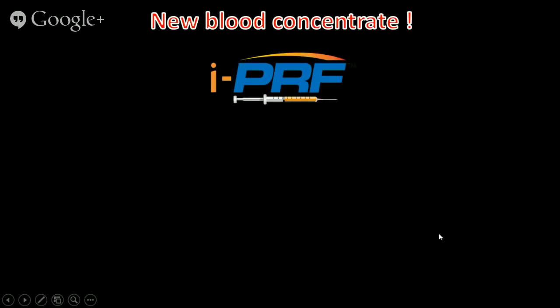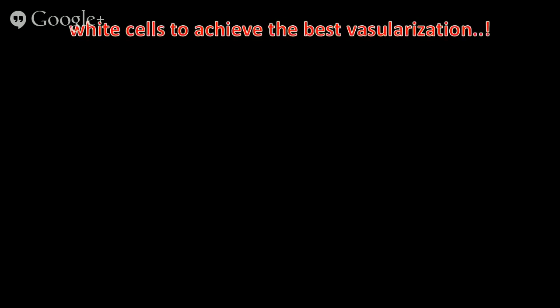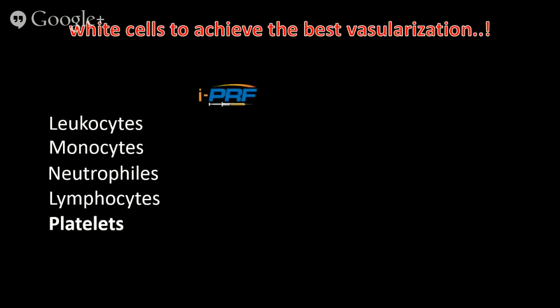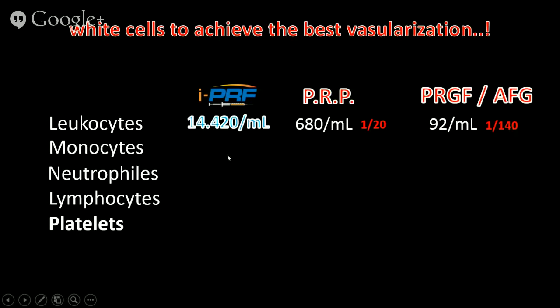And this is why I wanted to find a new blood concentrate as the i-PRF. i-PRF as injectable. The concept of a new product who is with no additive, no anticoagulant, and automatic. And for sure, cheaper than the PRP. We need the white cells, and when we compare the i-PRF about the amount of white cells to the PRP and to the PRGF and the autologous fibrin glue, what we see, and what was our objective, is to get a lot, and the majority of the white cells.